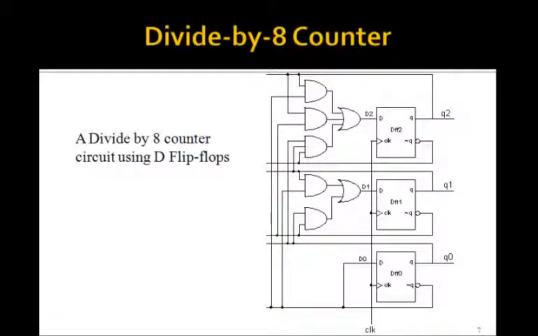3-bit counter. When we have a clear signal not shown here, it will clear to 0, 0, 0. And then on every rising edge of the clock, this output will count from 0, 0, 0 to 0, 0, 1, and then to 2, 3, 4, 5, 6, 7, and then back to 0, 0, 0. So we've designed a 3-bit divide by 8 counter. We'll see in the next lesson why we call it a divide by 8 counter.